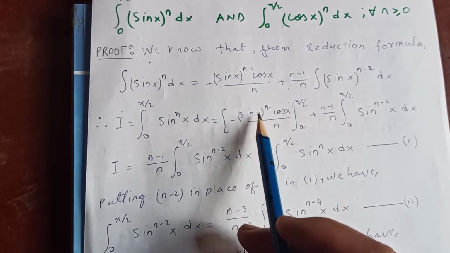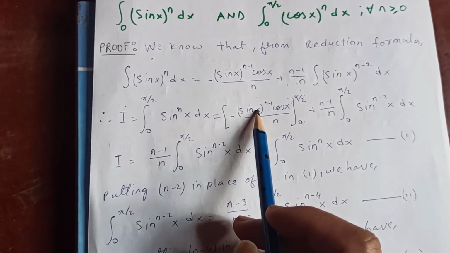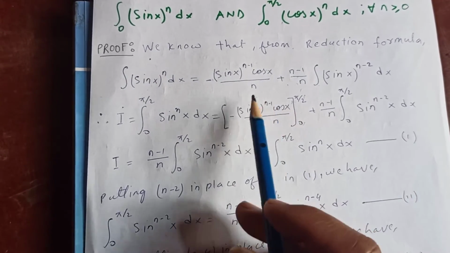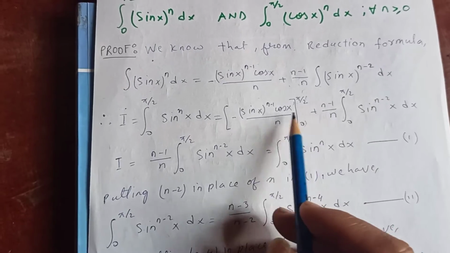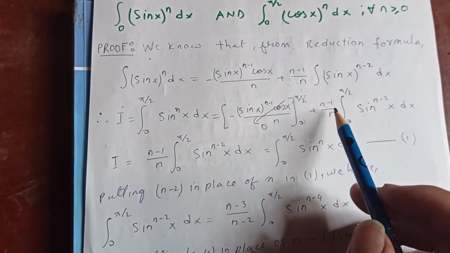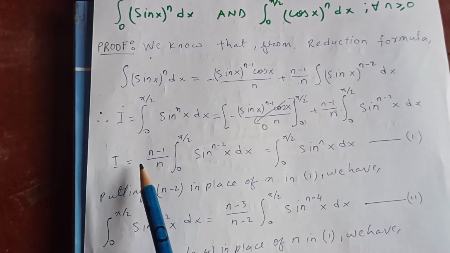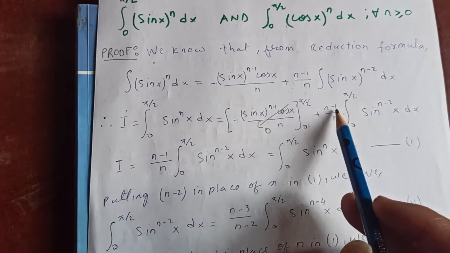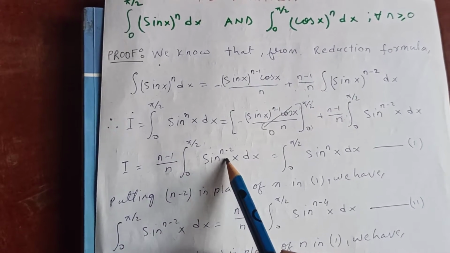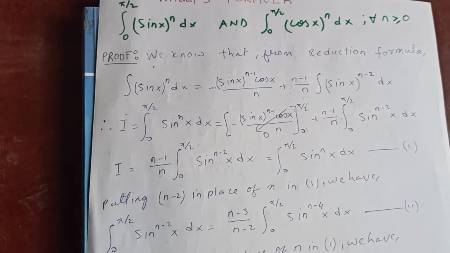If you put pi/2, sin(pi/2) is 1, which is correct, but cos(pi/2) is 0, so this whole term will be 0. When x is 0, sin 0 is 0, so that term will also be 0. We are left with only this one. Therefore our integral I is nothing but (n-1)/n times the integral from 0 to pi/2 of sin^(n-2) x dx.